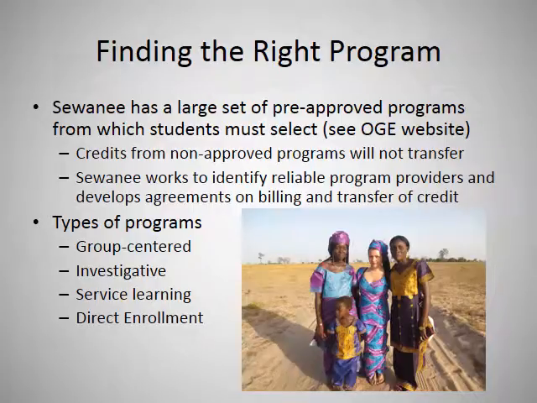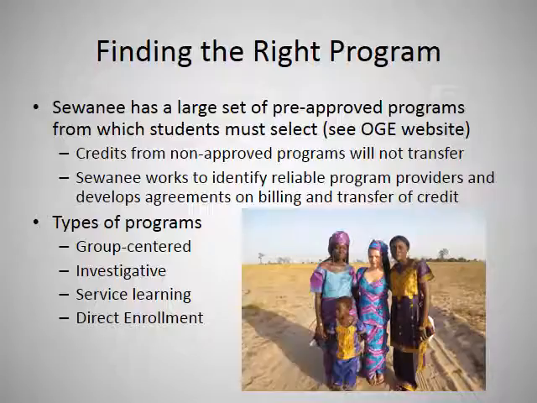Let's begin by thinking about some of the ways in which you can find the right program for you and your child. First of all, Sewanee's Office of Global Education has a website with all of the pre-approved programs listed on it. This means that if a student goes on one of those programs, the process for transferring credits and for handling tuition payments is much simpler than going on another program.